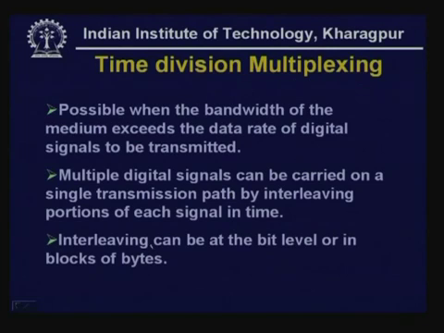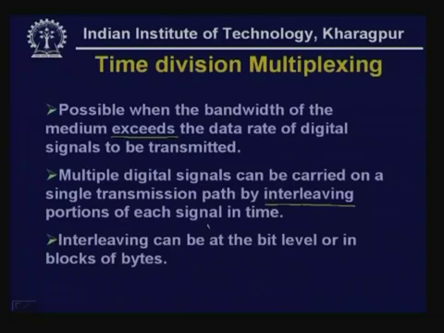This time division multiplexing is possible when the bandwidth of the medium exceeds the data rate of the digital signals to be transmitted, and here also that means there is a possibility of sharing. Then multiple digital signals can be carried on a single transmission path by interleaving portions of each signal in time. So, what we are doing essentially, we are interleaving signals. First we are sending signal from channel 1, then signal from channel 2, then signal from channel 3. In this way we are interleaving, then we are sending it through the medium having higher bandwidth.